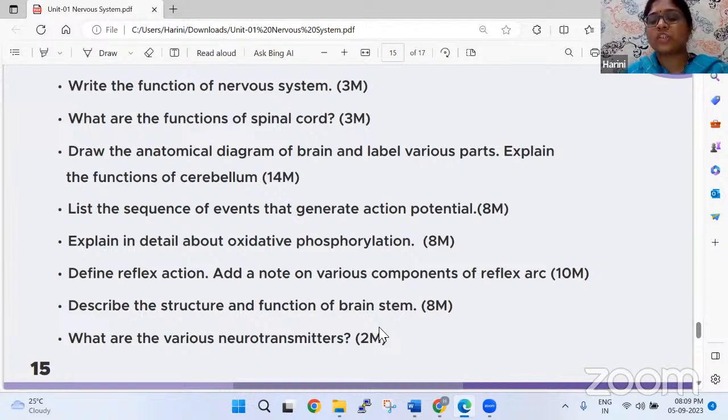Next is to describe the structure and function of the brainstem. A very simple question asked, to put it this way: a very small part of the brain, which is the connection between the other parts of the brain and the spinal cord, mainly including three major regions. A major part is the medulla oblongata, which is involved in various vital centers. All the respiratory centers are present in this medulla oblongata. Then comes the pons, then comes the midbrain.